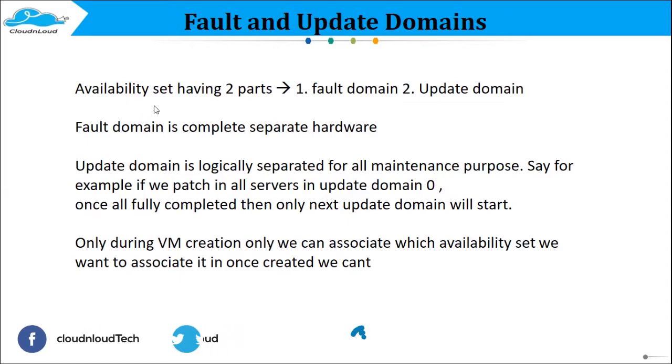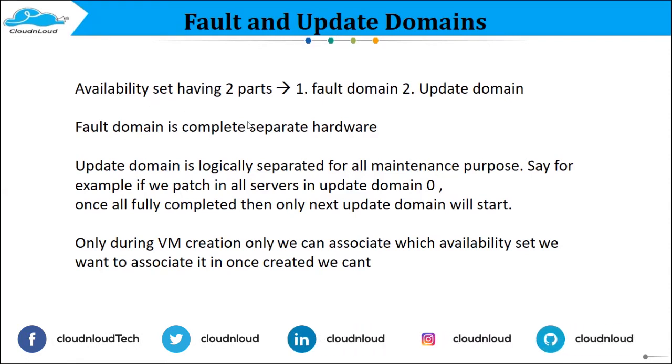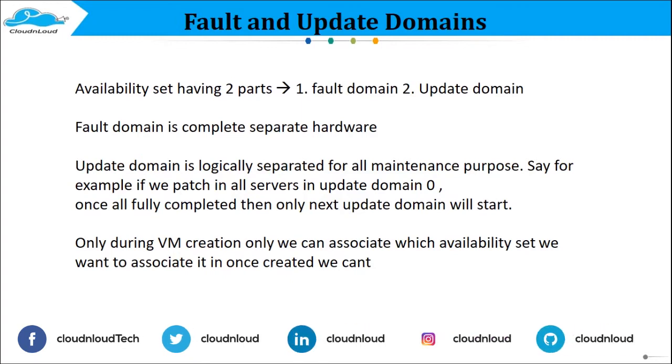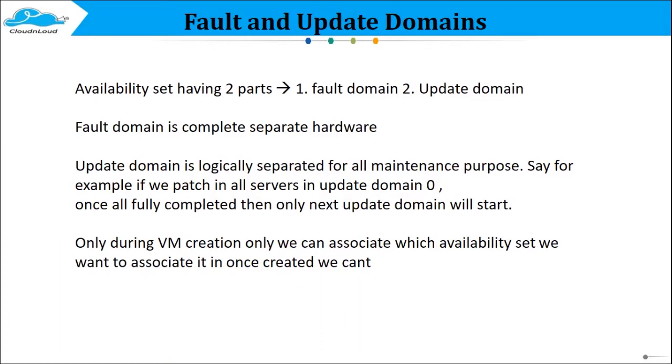Availability set basically has two parts: fault and update. Fault domain is a completely separate rack of hardware. In data centers, you could have seen a lot of hardware server racks. In each rack there will be 1U, 2U and 4U servers, depending on the environment. So fault domain is a completely isolated individual server rack, and update domain across fault domain is how people design their application deployments so that they can ensure redundancy.